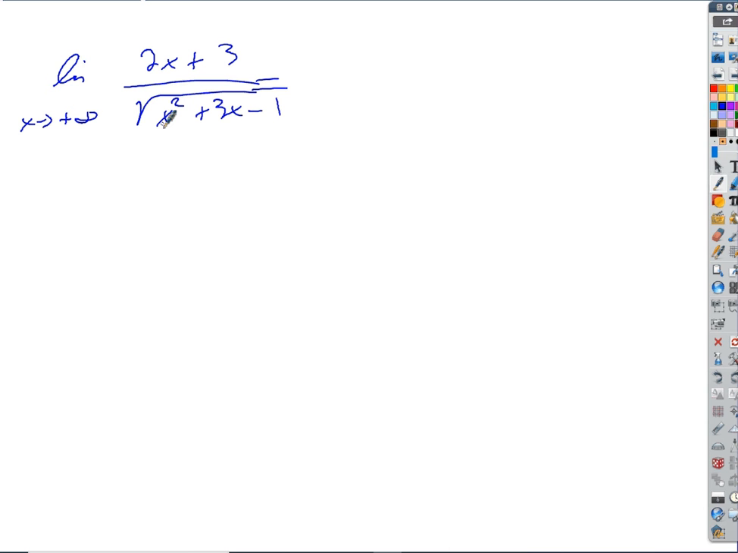So does it make sense then? You tell me. As long as I'm sticking to my limit at infinity, this is equal to the limit of what simpler function? 2x over, okay, where'd you get the x? The square root of x squared. But the square root of x squared is not x. What is it? Plus or minus x. Absolute value of x, okay?